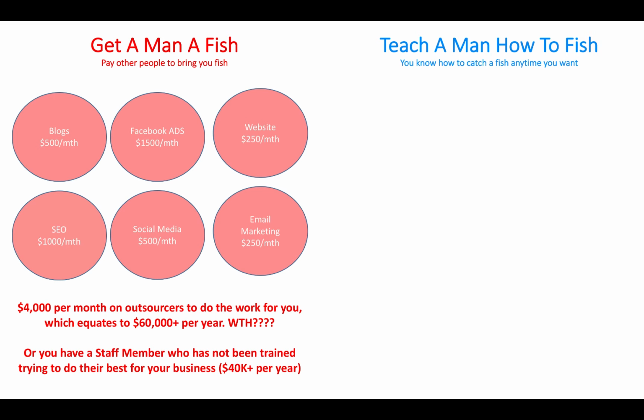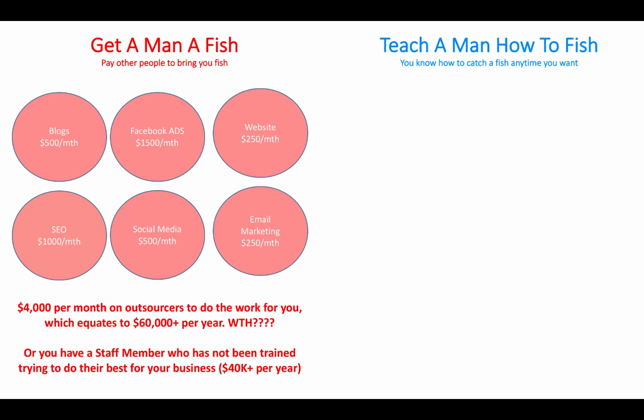All right, so here's the real cost of that scenario. All of that adds up to about $4,000 a month on outsourcing, or some part thereof, to do the work for you, which equates to $60,000 plus per year if you were going down this path. I put "what the hell" there, that's WTH, because these costs can add up really quickly. We've done it before with a lot of our businesses in the early days before we knew what to do. We were spending money on all of these different avenues, and it was costing us a fortune.